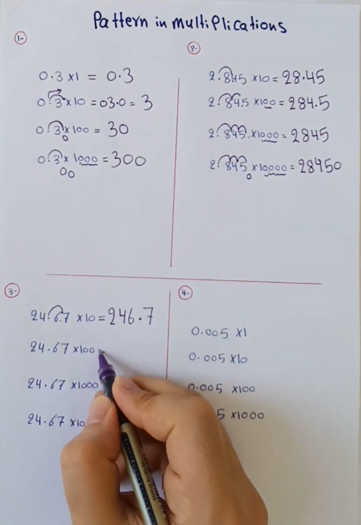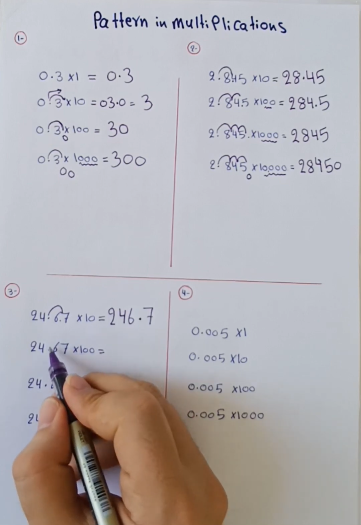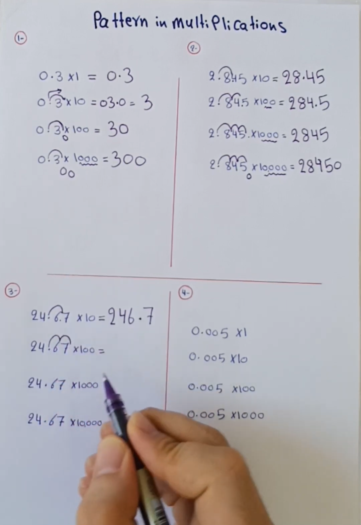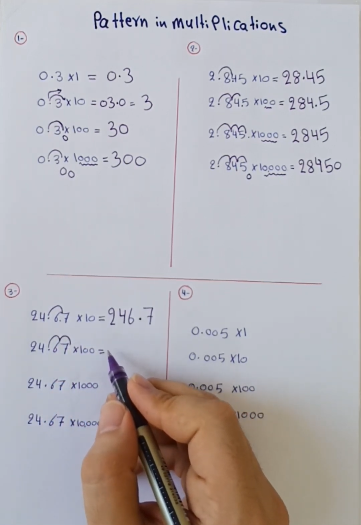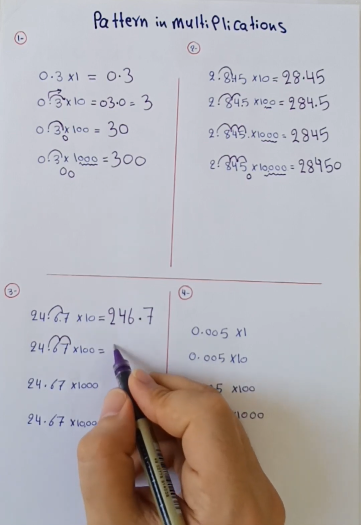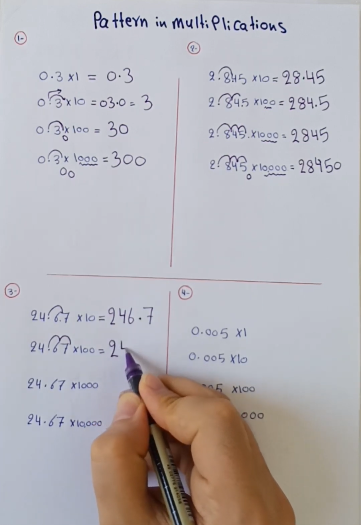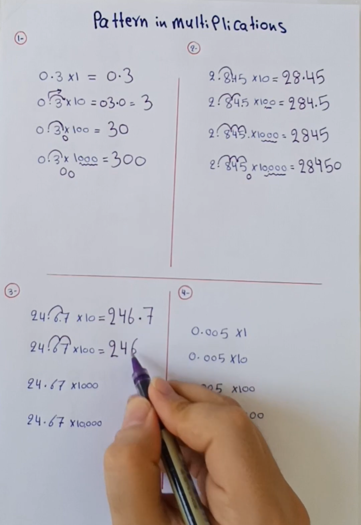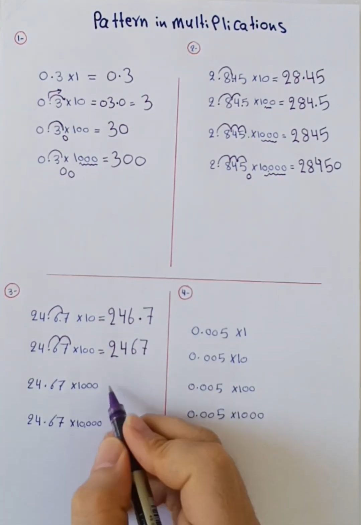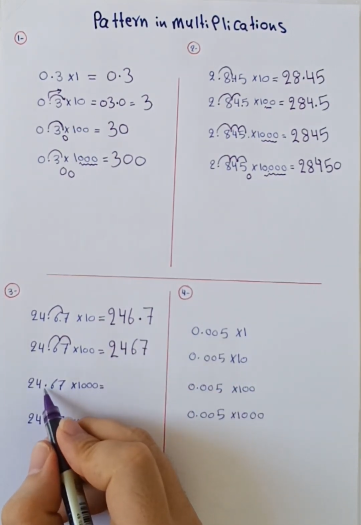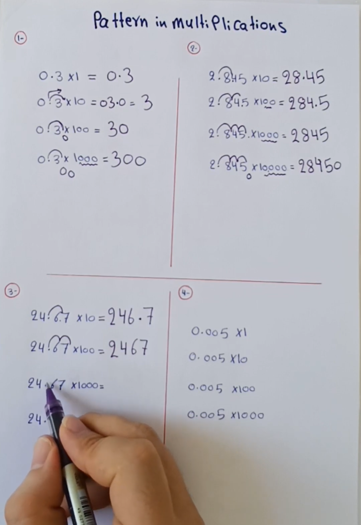24.67 multiplied by 100. This decimal point moves 2 steps to the right side. 1, 2. So in the product we don't have any decimal point. The product is 2467.